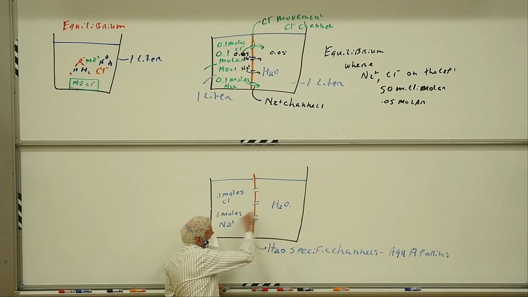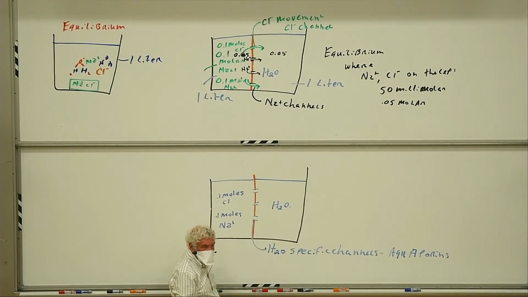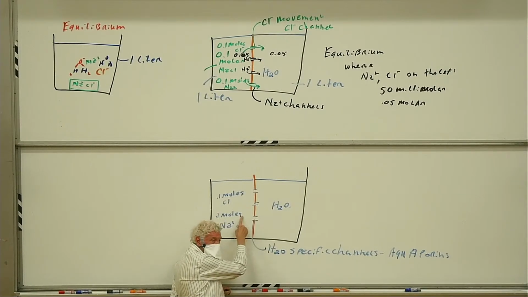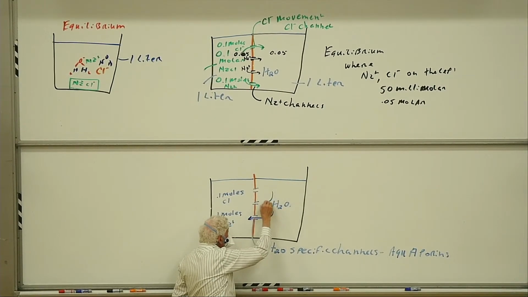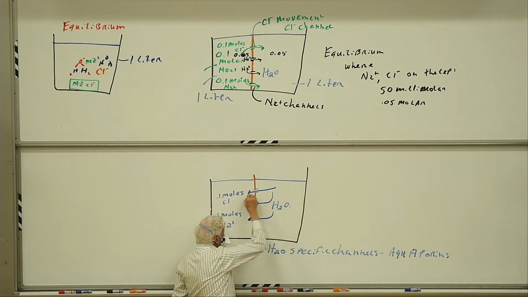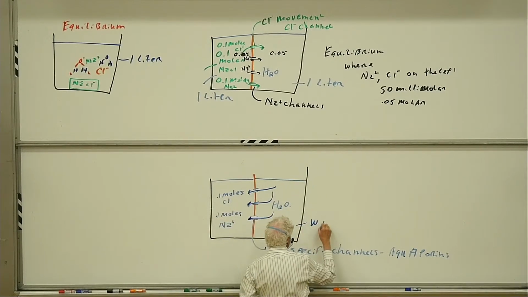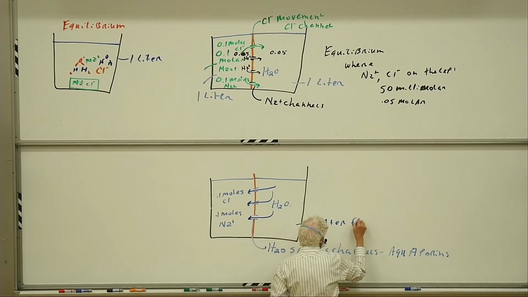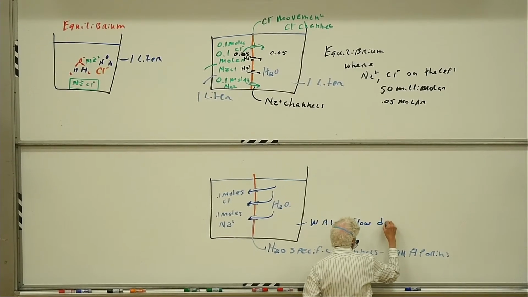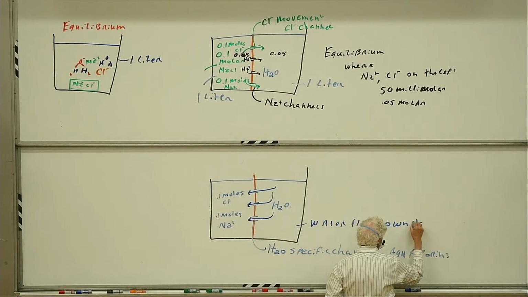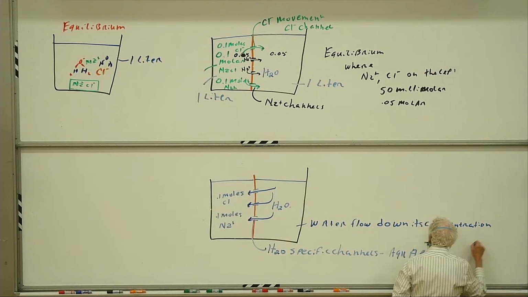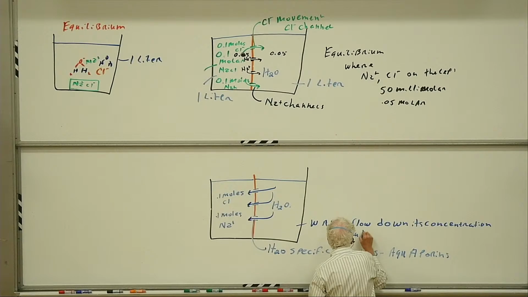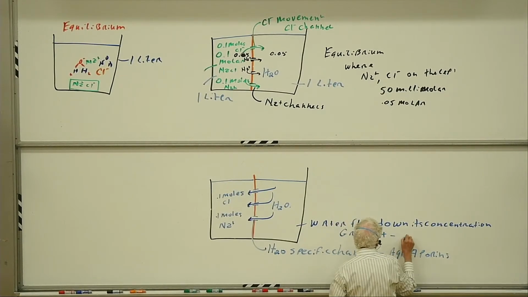Now we allow the water molecules to bounce against the wall. The water molecules bounce against the wall, but there are more water molecules on this side than this side. So that means the net flow of water is going to be from right to left. This water flow down its concentration gradient has a special name called osmosis.